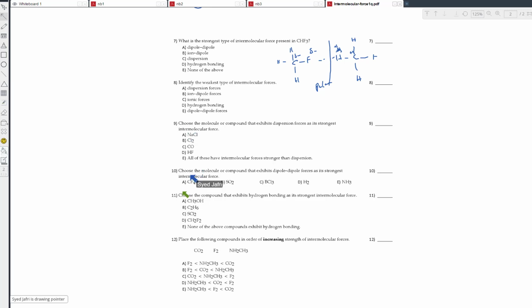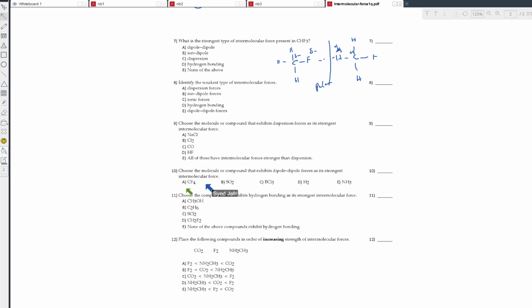What about this? Choose the molecule or compound that exhibits dipole forces as its strongest intermolecular force. Definitely, dipole cannot be in a polar molecule... sorry, dipole cannot be in a molecule which has hydrogen bonding. So it's definitely not D, and it's definitely not E. So I'm going to focus on these three.